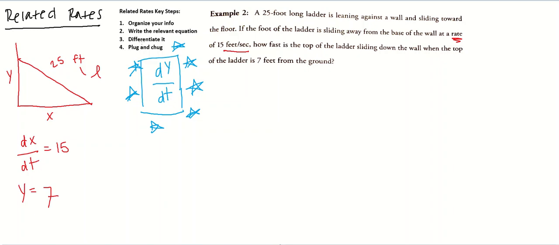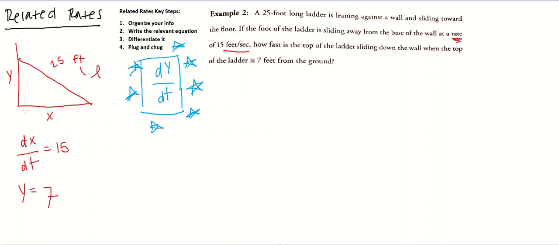Now the next thing we need to do is write the relevant equation. I'm going to do this in a different color because it's super important. When I say relevant equation, I mean an equation that relates all of the physical quantities that we are trying to figure out. So let's look at our picture. We have this vertical distance y, we have this horizontal distance x, and then we have this diagonal distance that's 25 feet. It's the length of the ladder.